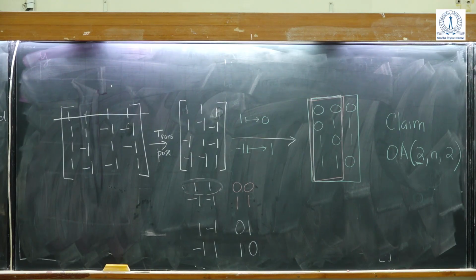And then the reverse proof also works. If you have an orthogonal array, then you use the fact that designs are orthogonal arrays, and then orthogonal arrays will give you Hadamard matrices. So this is one proof.